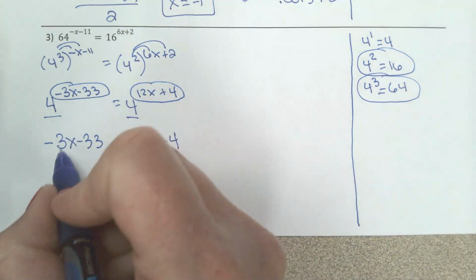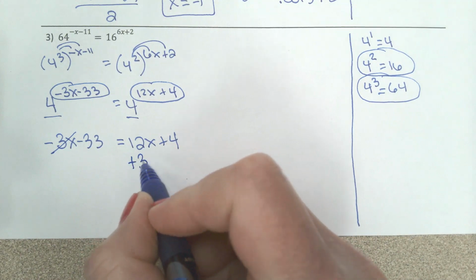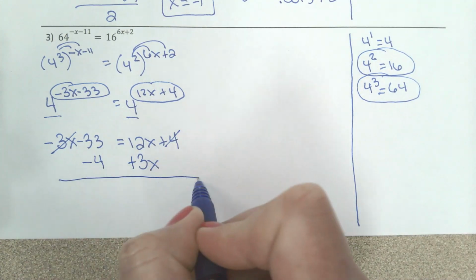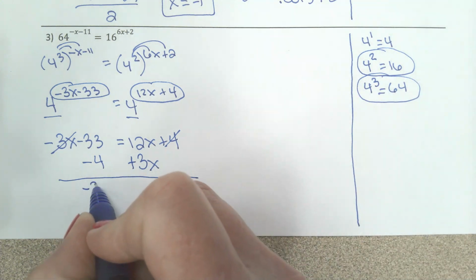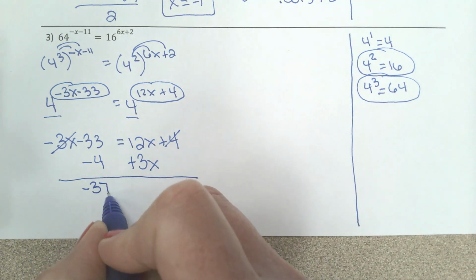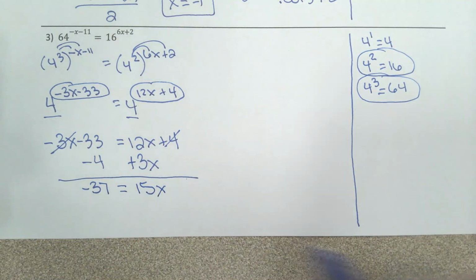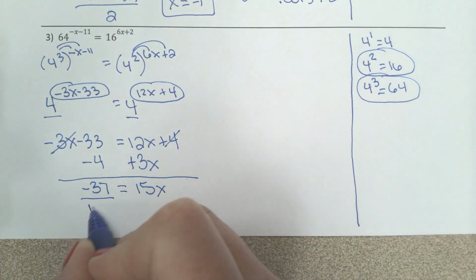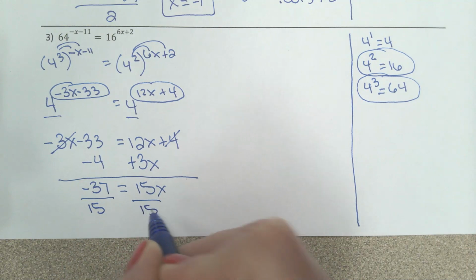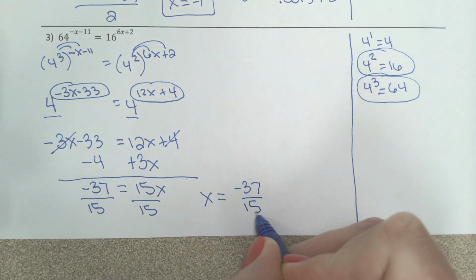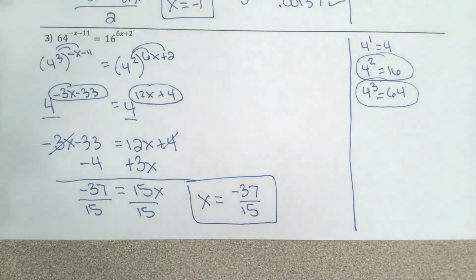I'm going to do algebra and solve, so I'm going to add 3x to both sides. I'm going to subtract 4 from both sides. I get negative 37 equals 15x. I'm going to divide both sides by 15. And x equals negative 37/15. You can plug it in and check, and it actually does work.